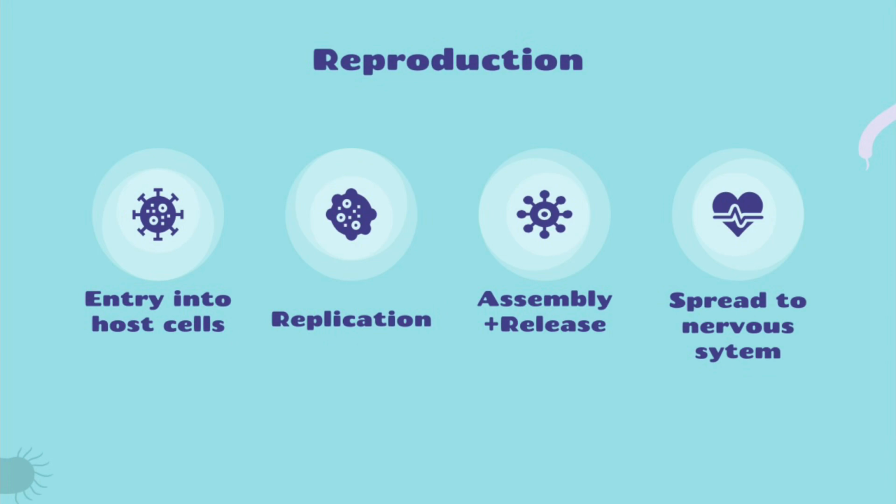Then, the newly synthesized viral components, including RNA and proteins, are assembled into complete viral particles within the host cell. Once assembled, the new viral particles exit the host cell, often by budding through the cell membrane. This process does not typically destroy the host cell immediately, allowing the virus to continue replicating and spreading to other cells. In cases of rabies infection, the virus has a particular affinity for nerve cells. It can spread from the site of entry to the peripheral nerves and ultimately to the central nervous system, brain and spinal cord.